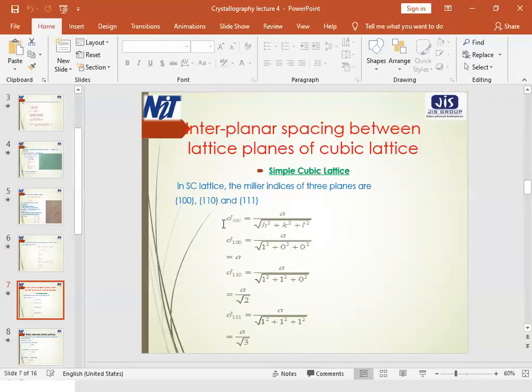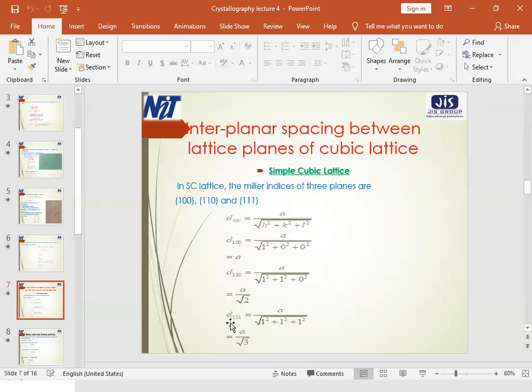From the formula we learned last day, d_HKL is equal to A by the square root of H square plus K square plus L square. For 100, this is the value of H, this is the value of K, this is the value of L. So we put here A, and the value of H is 1, K is 0, L is 0. So A by root of 1 square plus 0 square plus 0 square will be equal to A. Now d110: the values of H and K are 1, whereas L is 0. So A by root 2.